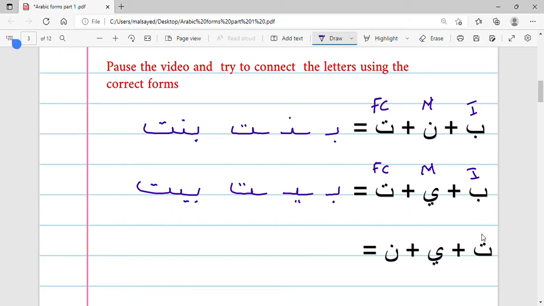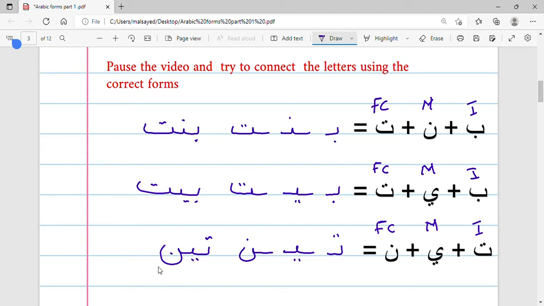Let's try one more time. We have the ta as the first letter, so we choose the initial. The ya in the middle, the second, we choose the middle. In the noon we choose the final form connected. This is the initial form of the ta, the middle form of the ya, sorry, and the final form connected of the noon. So now we just connect them.